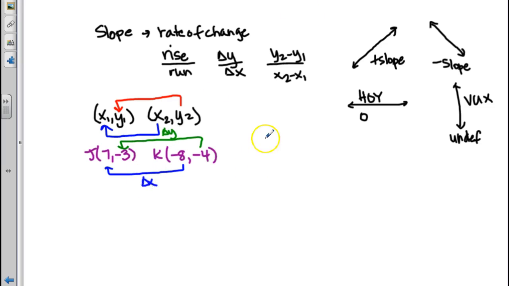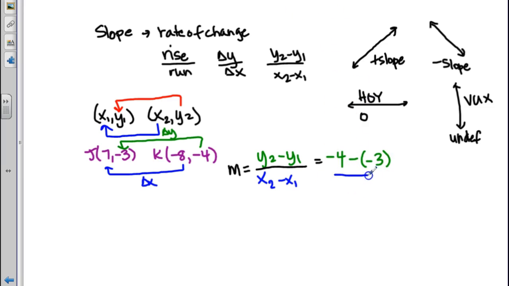So it will look like this. Y2 minus Y1 over X2 minus X1. Now, if you remember how to do this and you want to pause and go ahead and try this yourself, please do it. This is slope. All right, so I'm just going to follow my arrow. I started at -4 minus -3. And then I'm moving down to the bottom for my x's, and I started at -8 minus 7.